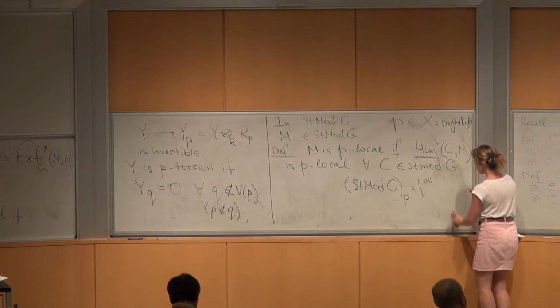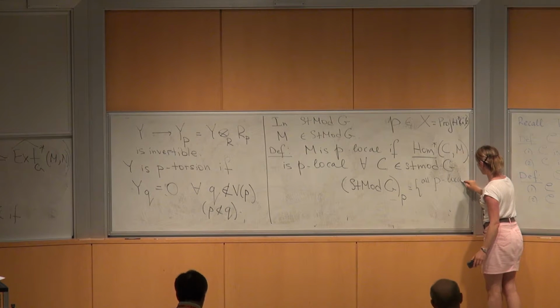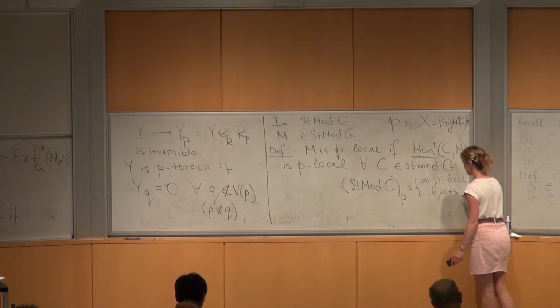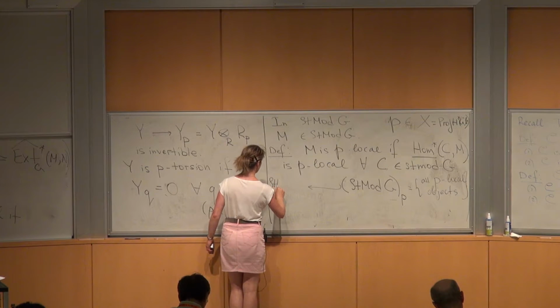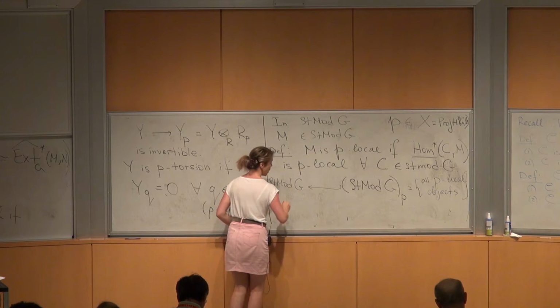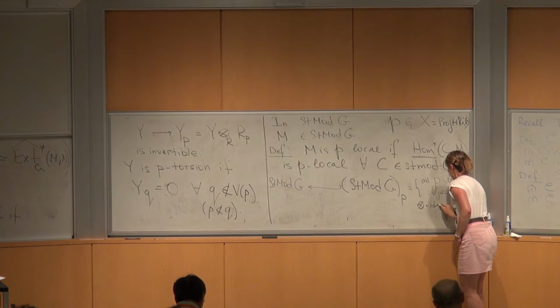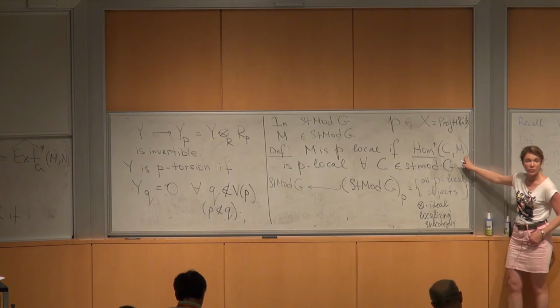I think my P's, just like my K's, all the same. All P local objects. This is inside the stable module category. And this is a tensor ideal localizing subcategory, which one can easily check just using the definition.